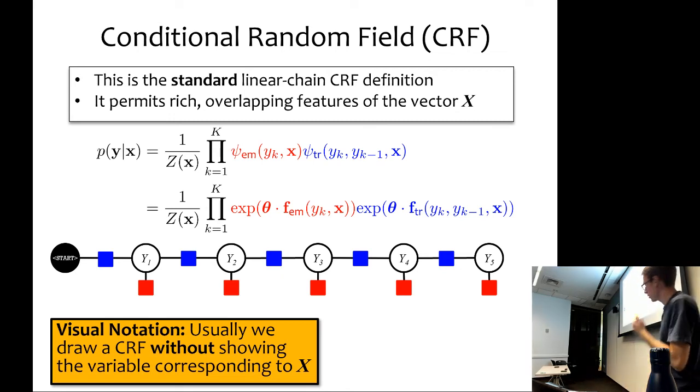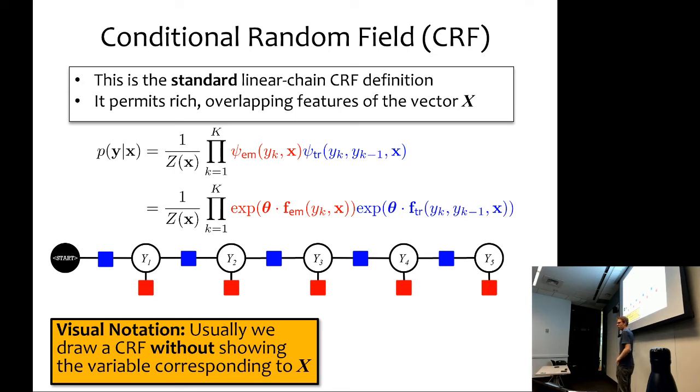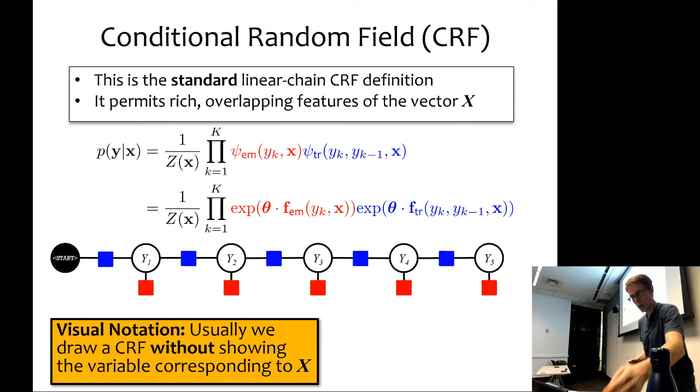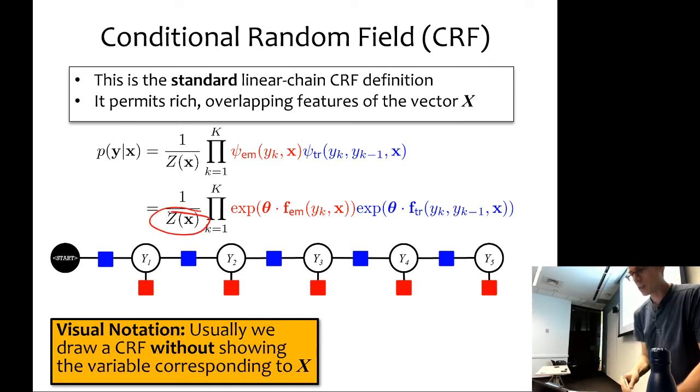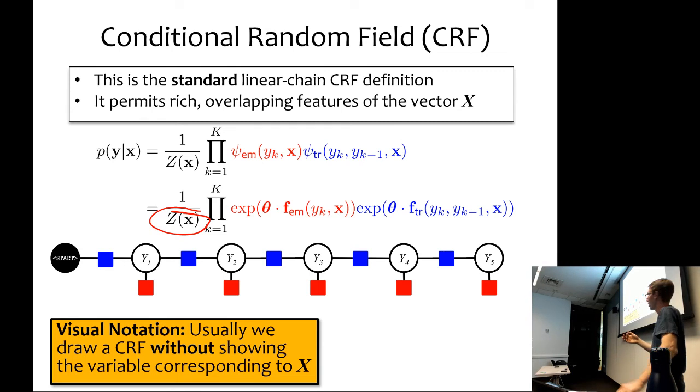So visually, usually once we're drawing a CRF, we do so without even showing the variable corresponding to x, because essentially it's just this thing we're conditioning on, and it kind of disappears into the background. The only place that it shows up is when we're defining where our potential functions came from. All of the potential functions can depend on x. As well, the partition function is no longer an arbitrary constant z, but rather some value that ensures that for a particular x, our distribution over y sums to 1.